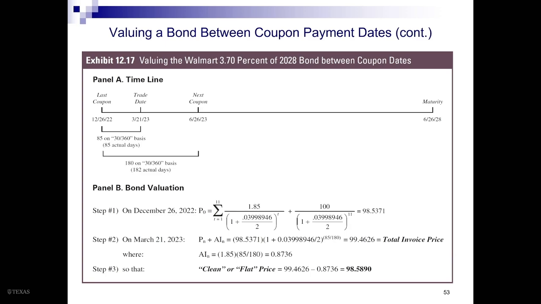So then what we would want to do is net out how much of that is bond and how much of that is accrued interest. And the accrued interest is easy because it's on a straight line basis. So I would take the interest for all 6 months, and 85 over 180 of it would be 0.8736. So step 3 would be to net that out of the total invoice. And that's the 98.589. That's referred to as the flat price or the clean price of the bond.